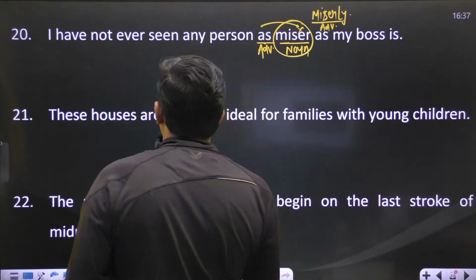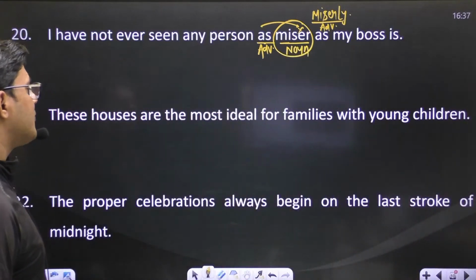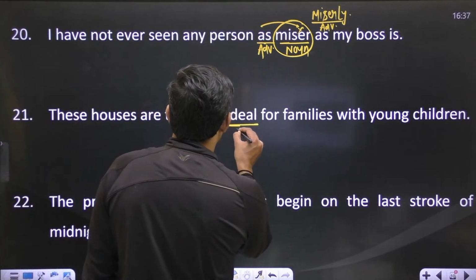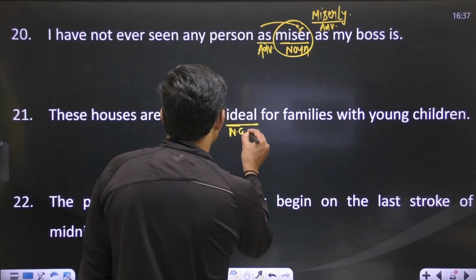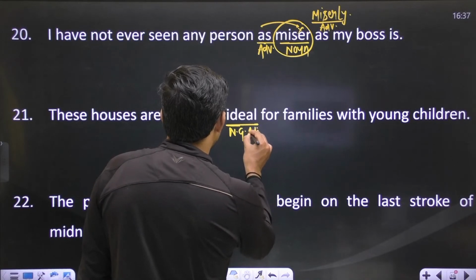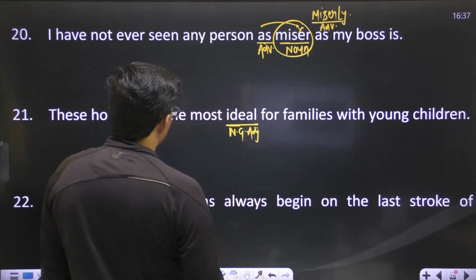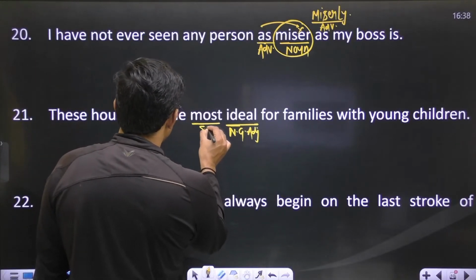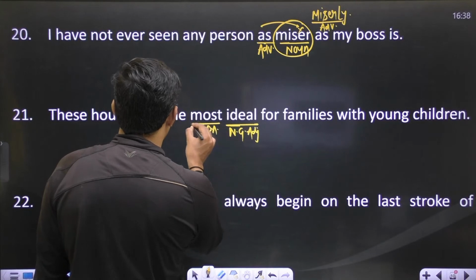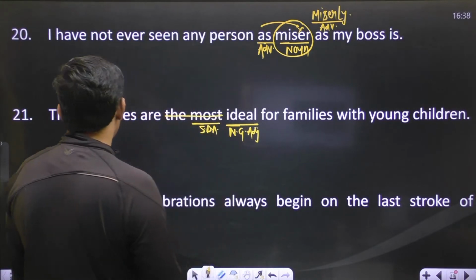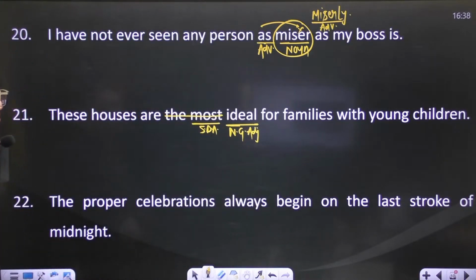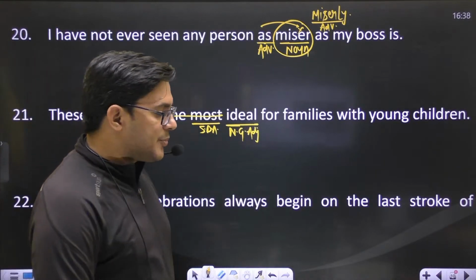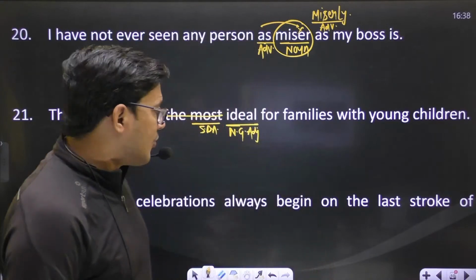These houses are the most ideal for the families with young children. The word ideal is also a non-gradable adjective, and make sure we don't use any further adjective like more or most before these words. So the sentence will be: these houses are ideal for families with young children. These are non-gradable adjectives. Okay, move to the next sentence.